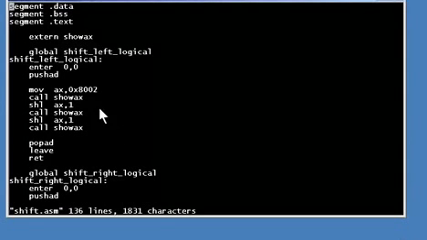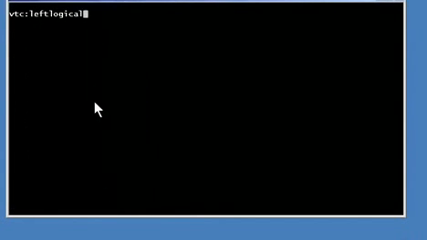The first example shows a hex value being stored in the AX register, which is a 16-bit register, and being shifted logically to the left 1 bit at a time. The ones and zeros of the register are displayed by the function showAX, which also shows the setting of the carry flag. I'll show you how that works here in a minute. This is how it looks when you run it.